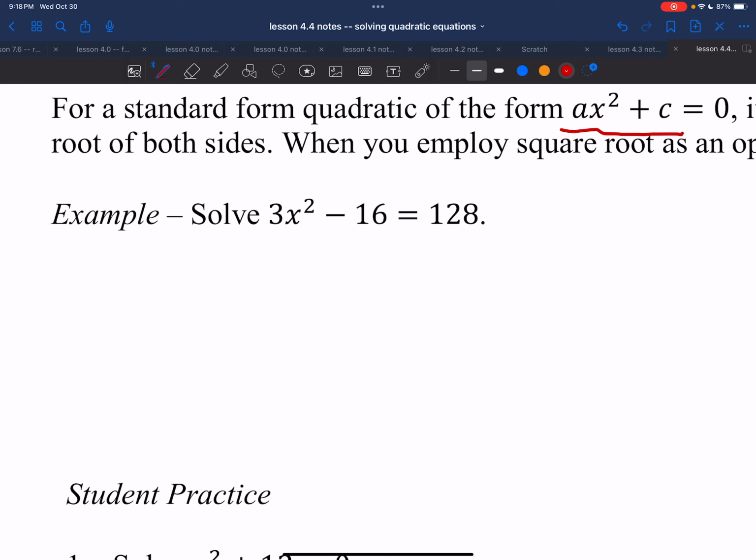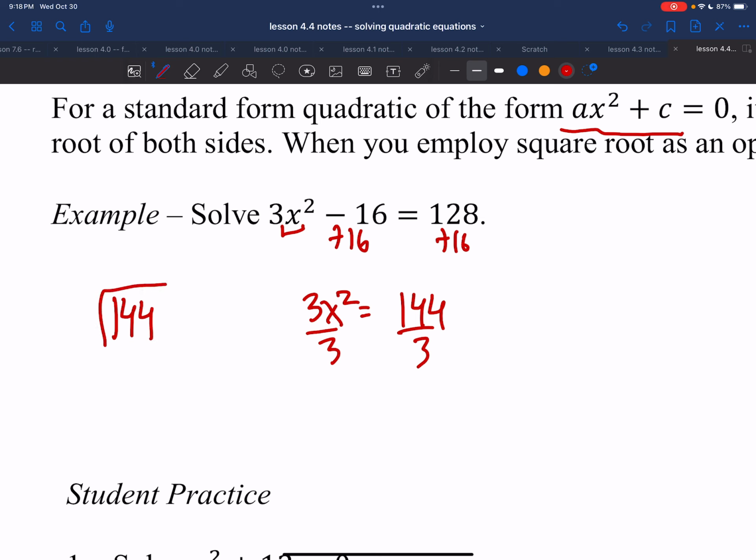We want to isolate x squared and then take the square root. So to isolate this, I'll just add 16 to both sides. I'll get 3x squared equals... Don't reach for a calculator. Do it by hand. 128 plus 16 is 144. Okay? And then divide by 3. And if you need to, do your little long division out to the side. 3 goes into 14 4 times. Goes into 24 8 times. So then x squared is 48.